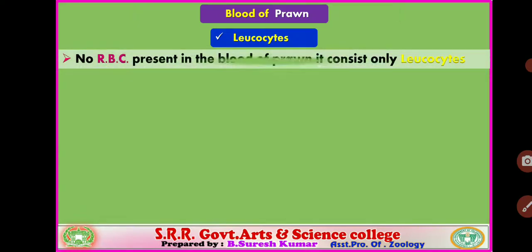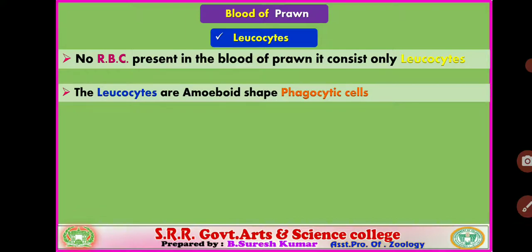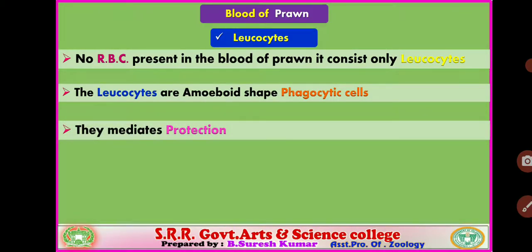The leukocytes are nothing but blood cells, white blood corpuscles. No RBC is present in the blood of prawn. They consist only of leukocytes, and they are amoeboid shaped cells and nucleated cells, remember. So they contain a prominent nucleus. They are phagocytic cells. What does phagocytic mean? They engulf invaders, pathogens, microbes, bacteria. That's why they mediate what? Protection. So they serve protection. Follow? So that is the function of leukocytes.